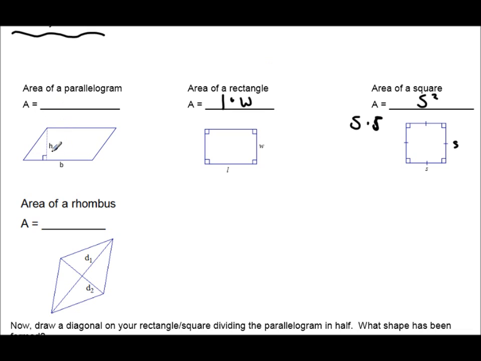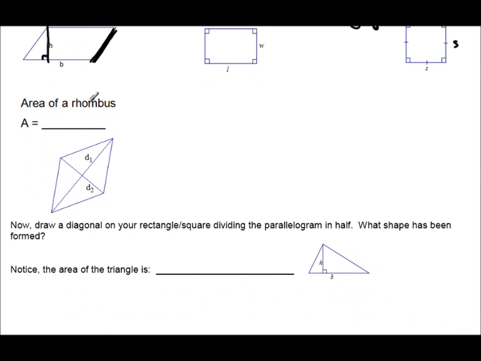A parallelogram, if you were to find the height of the parallelogram here, the area would be base times height. And you just have to be careful when you're using a parallelogram because the height is not the diagonal here, or the slanty side. The height is the perpendicular to the base. And then we have the area of a rhombus. And the area of a rhombus is taking 1/2 the first diagonal, the whole thing, times the second diagonal, the whole thing.